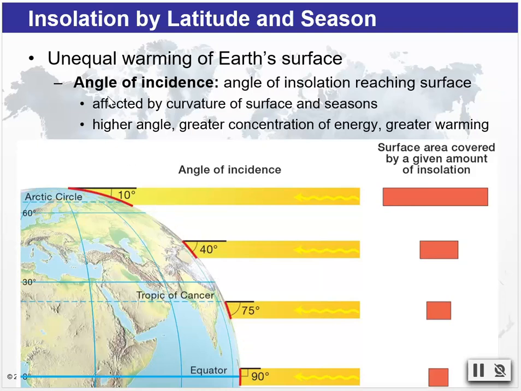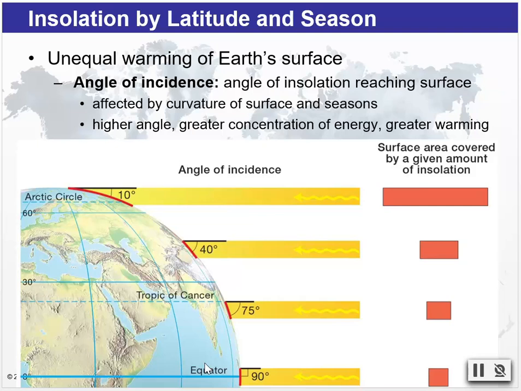So when we're looking at the angle of incidence, you can see too that where there is a more shallow angle, right, 10 degrees up here at the north, 40 degrees, 75 degrees, 90 degrees being the most direct, the insolation has a much larger land area to cover, right? All of this space over here, which means that there's less intensity hitting this part of the planet. So the amount of insolation is affected by the curvature of the Earth's surface.